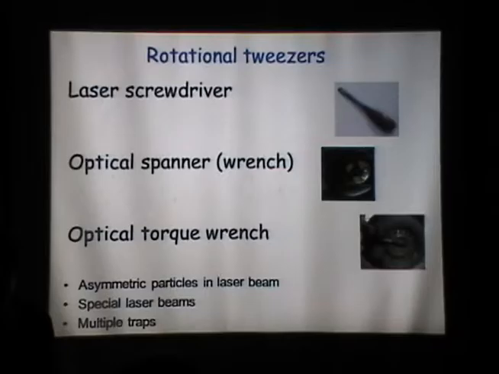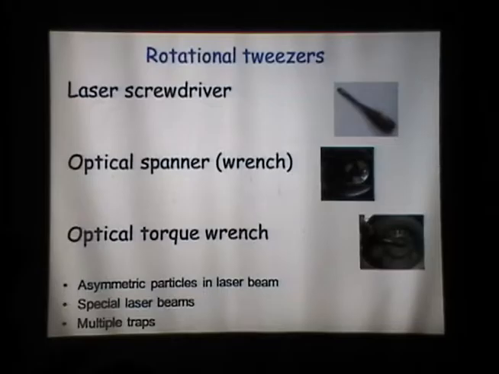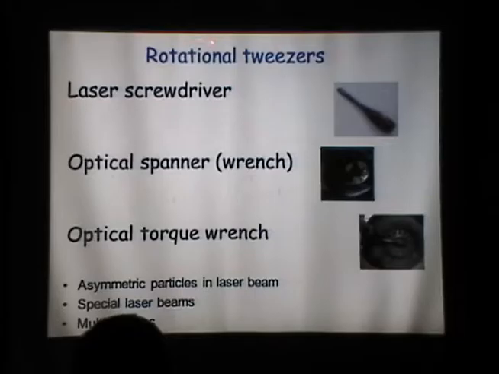So now, in all those experiments and applications that I was showing you, we were using transfer of linear momentum of light to my trapped particles, whether I was stretching them or measuring that linear transfer. However, if I want to do rotational tweezers, I want to be able to put the particle in some sort of a beam which will make it rotate.